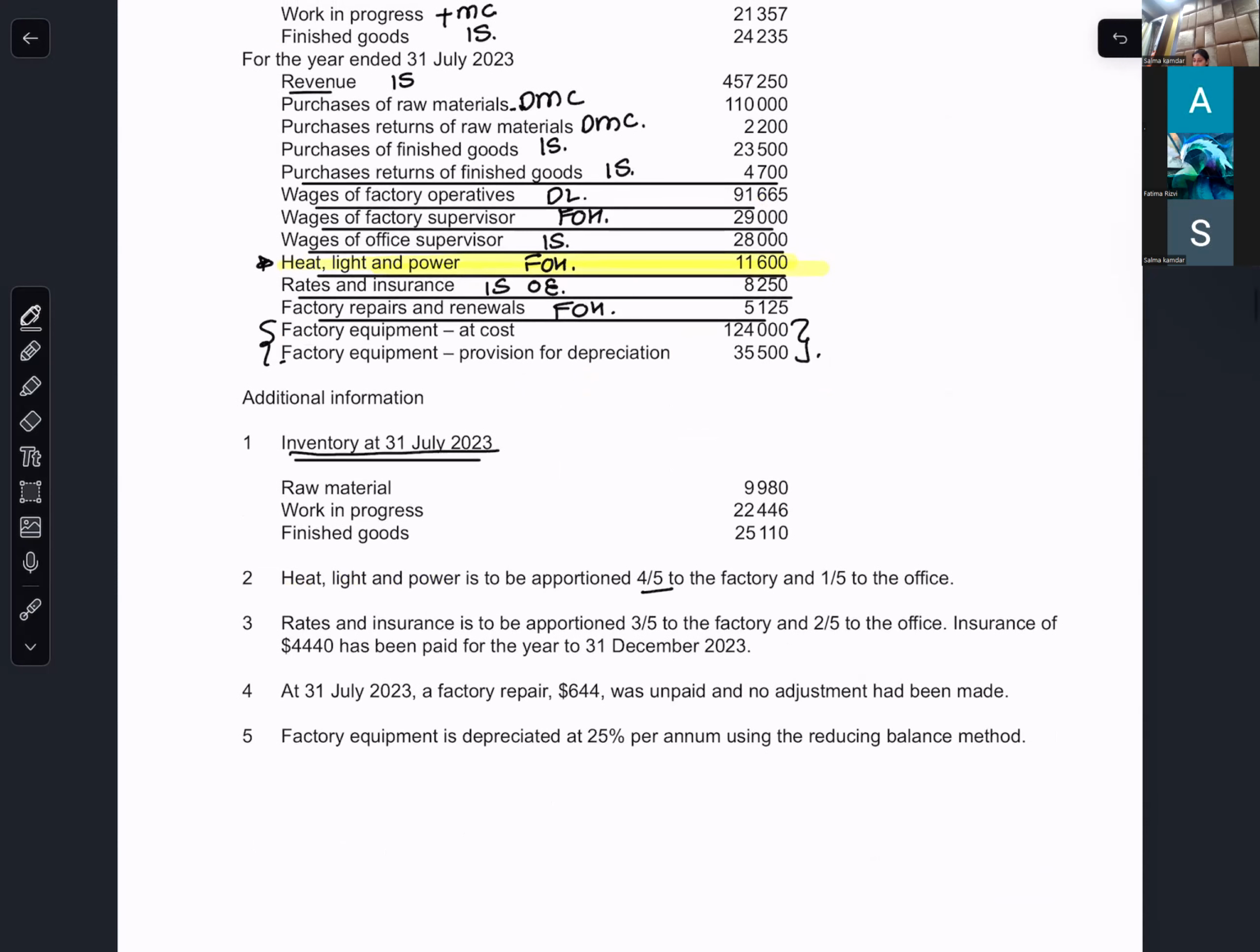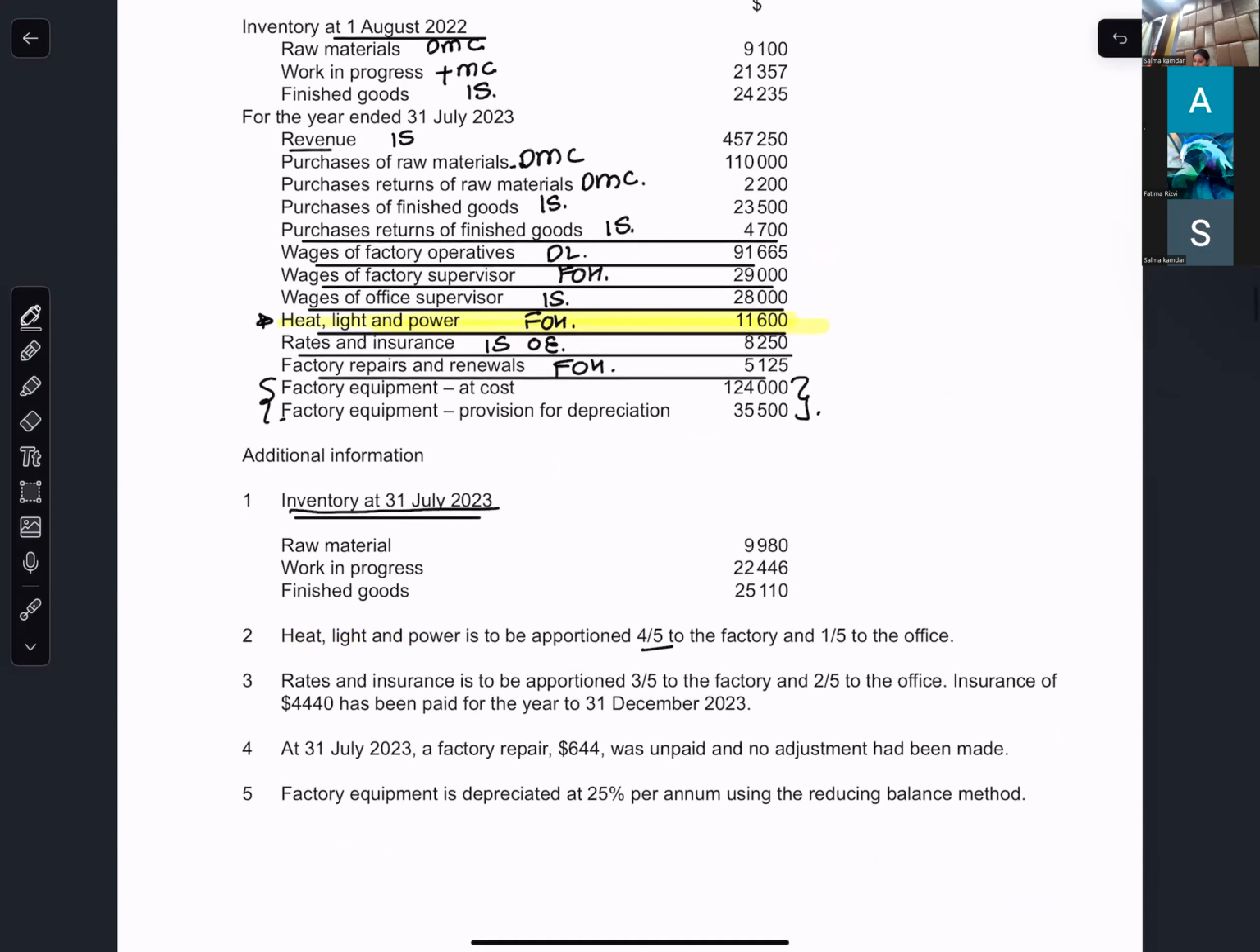Inventory at 31st July, that's closing inventory. And then raw material is DMC, direct material consumed. And work in progress is manufacturing costs. And finished goods is income statement.